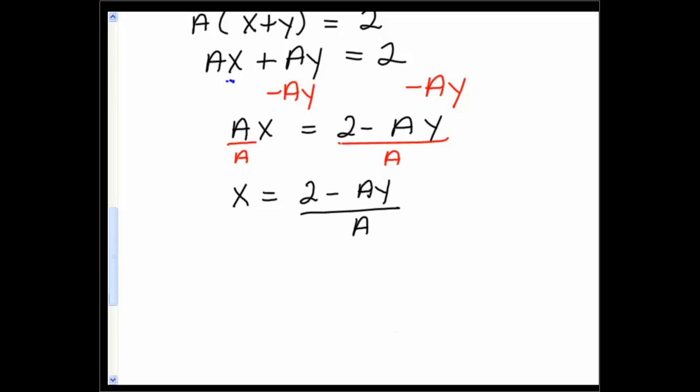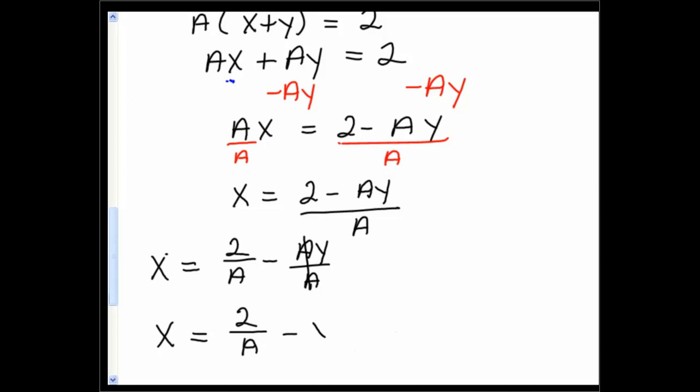This is an acceptable way to write this answer. However, we can write it in another form because the 2 is being divided by a, and then the ay is also being divided by a. And here the a's would cancel, so x will equal 2 over a minus y.